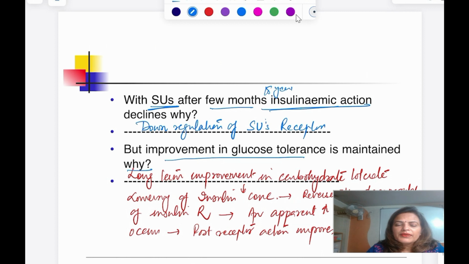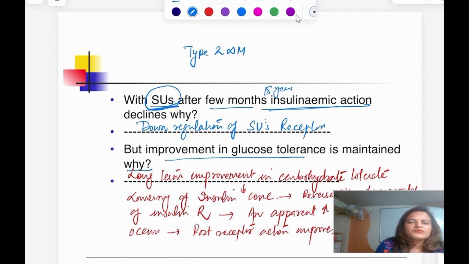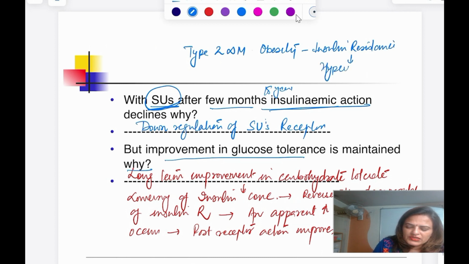Okay. So what will happen? Now you have started giving the sulfonylurea group of drugs. Suppose the patient is taking glimepiride, or the patient is taking glibenclamide, the patient has started taking it. Now we are using it in type 2 diabetes. In what are we using it? Type 2 diabetes mellitus, where we say the main cause is obesity that leads to insulin resistance. If there is resistance, that is going to cause hyperinsulinemia.